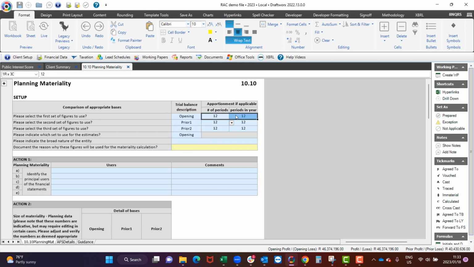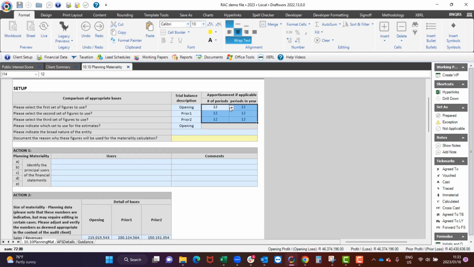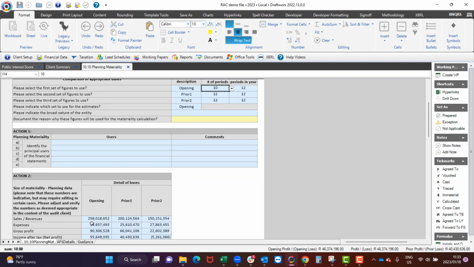Something else that we have to do in our setup is we need to decide whether the figures that we've imported should be extrapolated. So let's say, for example, you've received a TB from the client that was only for 10 months. Now you can indicate to DraftWorks, okay, listen, that TB was only for 10 months. And you will see if you look down here, my 215 million revenue has now increased to 258 million.